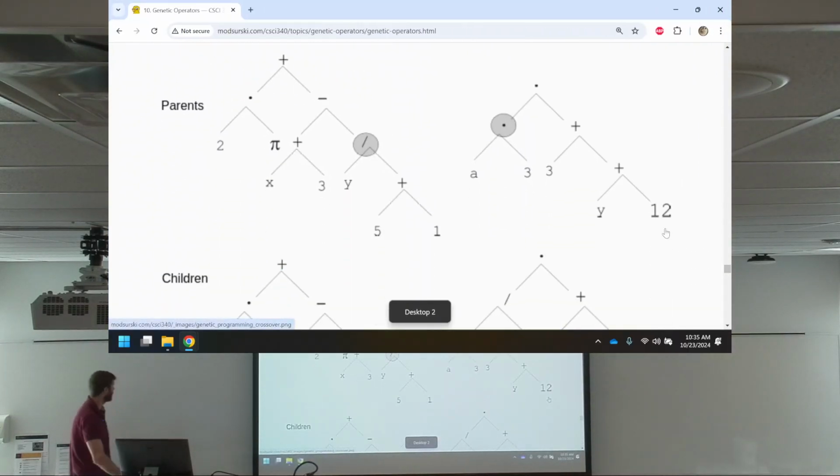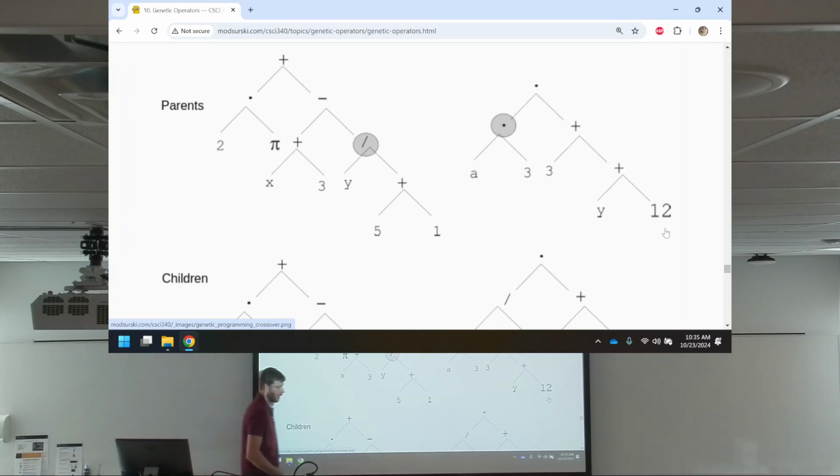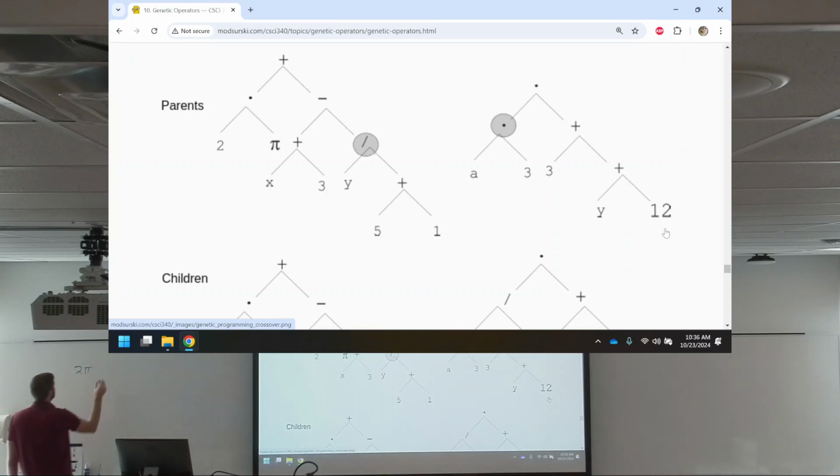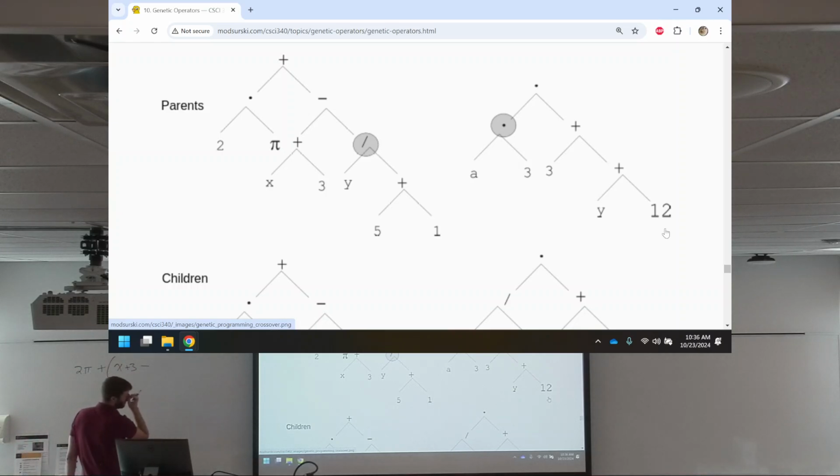So yeah, last time we were talking about how you would cross over functions or mathematical expressions. And this is in genetic programming, which will come up shortly. If we have the expression 2 pi plus x plus 3 minus y divided by 5 plus 1.